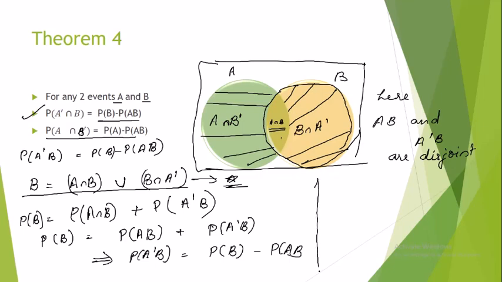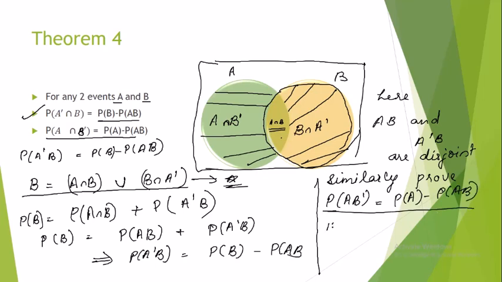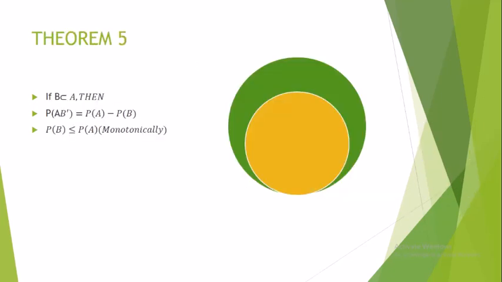Now similarly you can prove probability of AB complement is equal to probability of A minus probability of AB. So this is a homework. Please do it by yourself. Okay, now let's move on to the fifth theorem.